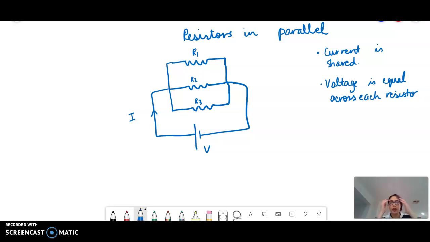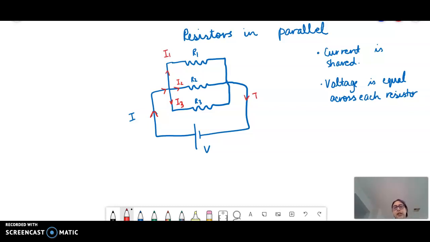Okay, we are now doing resistors in parallel. Now we can see that in a parallel setup, the current is not actually equal in all the branches. We see that the current's traveling from here and then it splits up. So some of that goes into R2, I'm going to call it I2. Some of it goes into R3, I'm going to call it I3, and then this is I1.